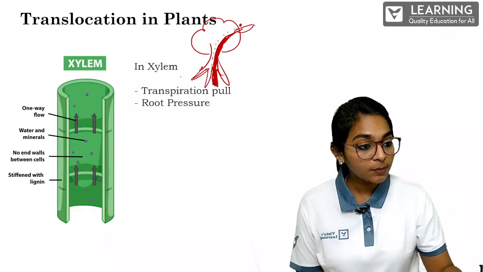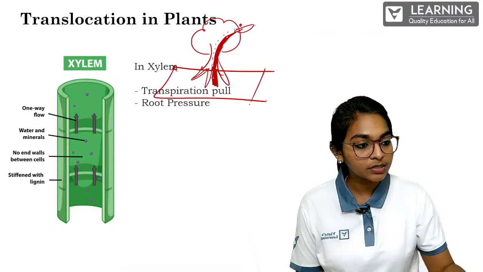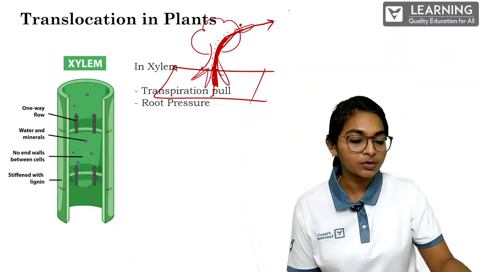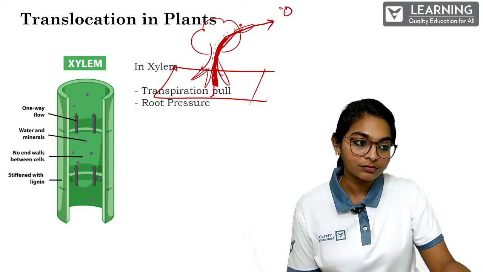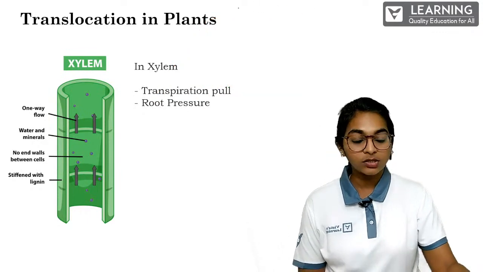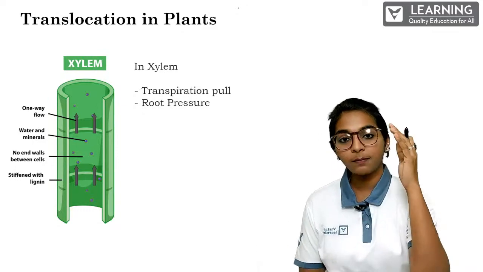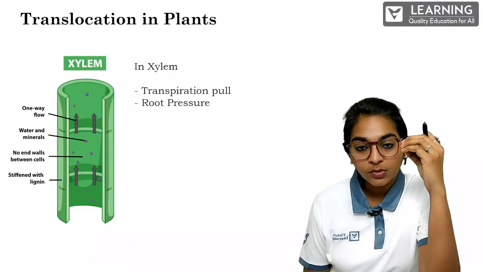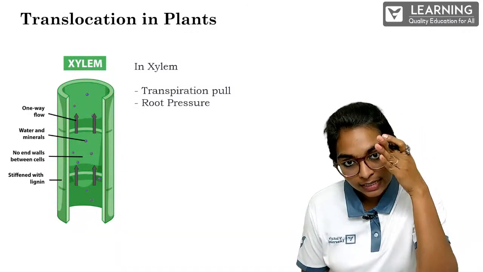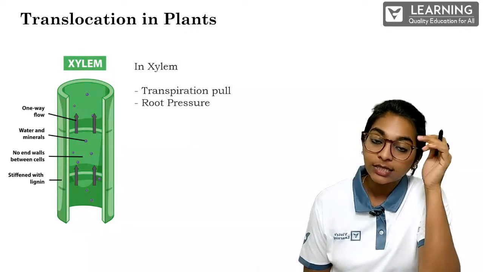So where is the water present in abundance? The water is present here in abundance. From here, the xylem pulls the water up. So who is actually pulling the water? Sun. Because of transpiration. Clear? So transpiration pull is where the suction process happens, in which the water column gets maintained without being disturbed, in the xylem.